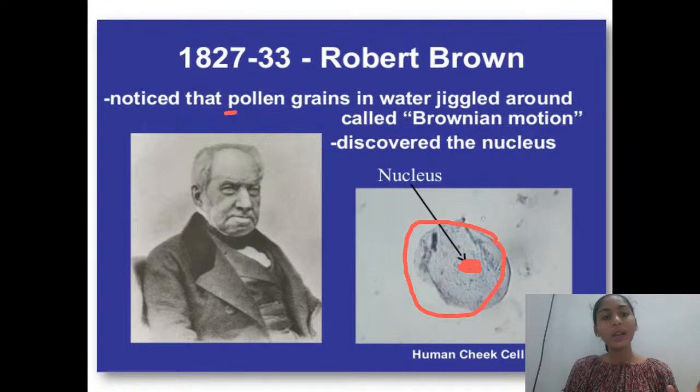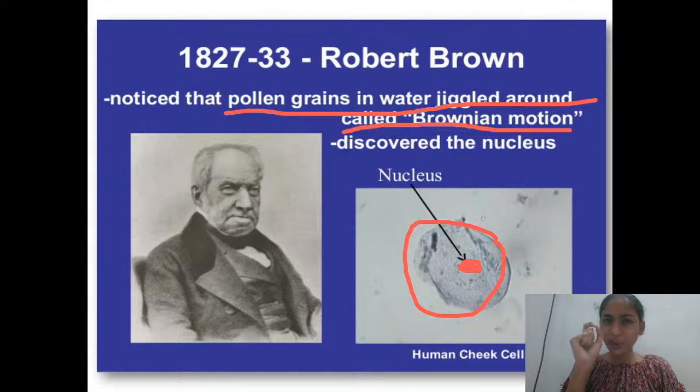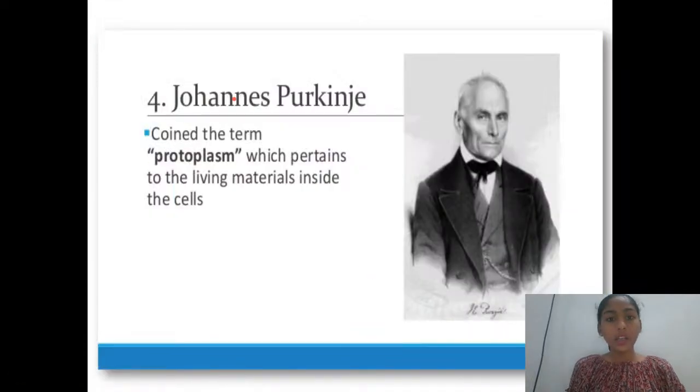He also saw little pollen grains in water jiggled around, called Brownian motion. We can see small grains in the water in lakes and ponds. If you have a nearby lake or pond, just go and notice them. You will find small grains jiggling around. That motion he named Brownian motion. Okay. Next, John Purkinje. He coined the term protoplasm, which pertains to the living material inside the cell. Protoplasm is part of a cell.